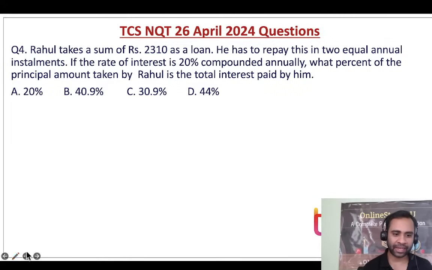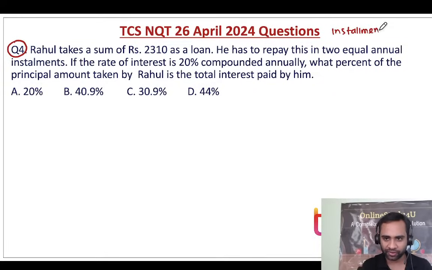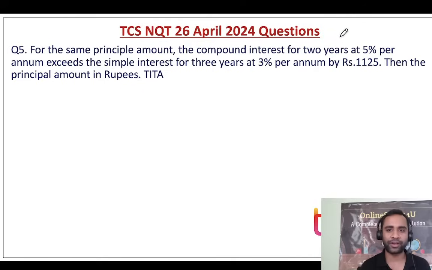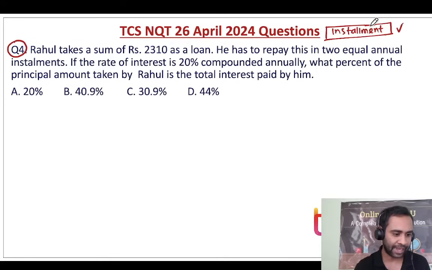Okay. Then next is the fourth question. Rahul takes a sum of rupees, an installment based problem. There was an installment based problem today also. Many of the students said installment based problems were there, and also a simple and compound interest problem, mixed simple and compound interest in a single question. So both we will discuss.